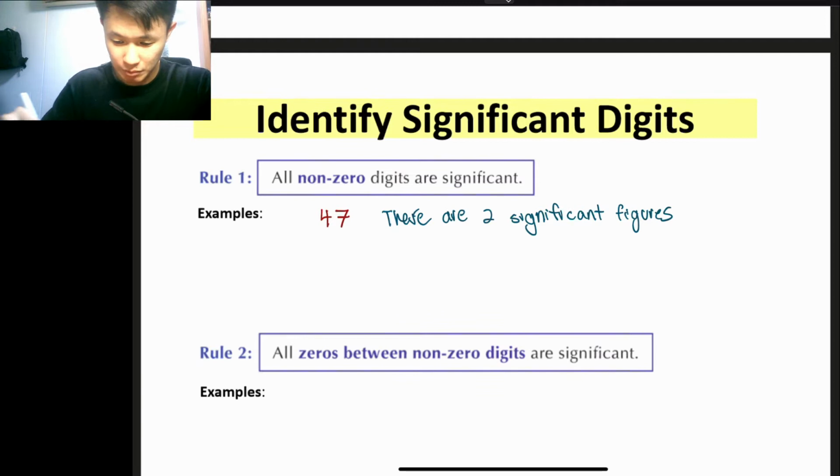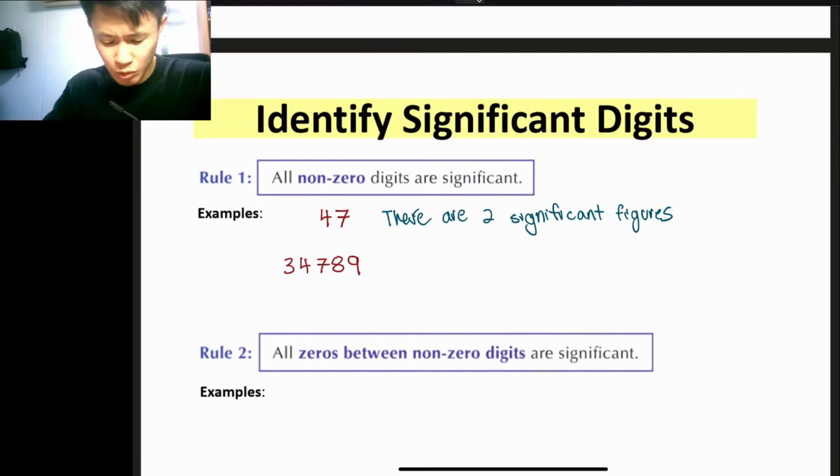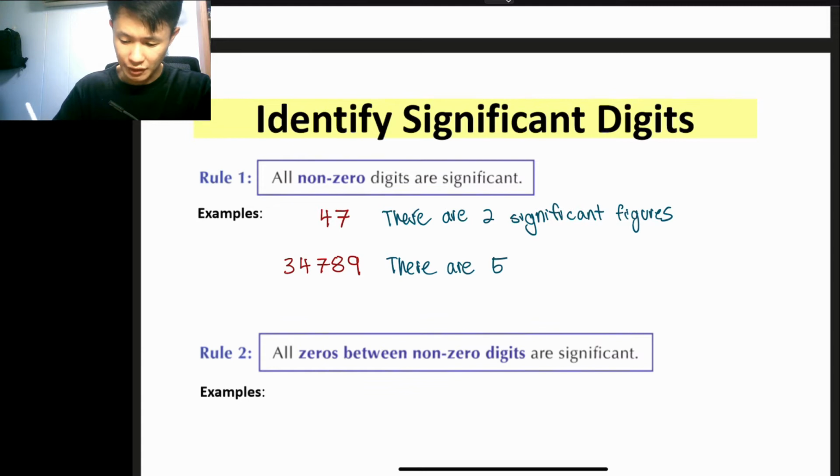Okay. Give me another number, let's say 34,789. This is also significant, and I can say that there are 5 significant figures. Okay, this is rule number 1 when it comes to a number.